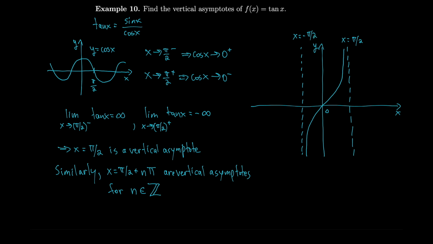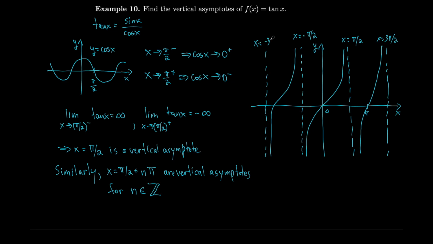And then for, let's see, our next tangent is 0 at pi, so with another asymptote at 3 pi over 2. And you can keep doing this forever. We have another asymptote at -3 pi over 2. All of the pi over 2 plus n pi's for integer multiples of pi.